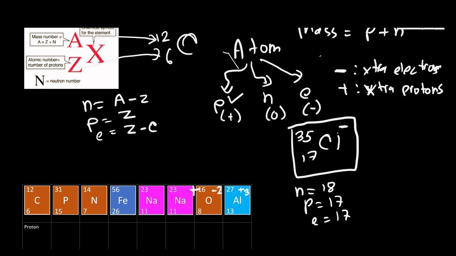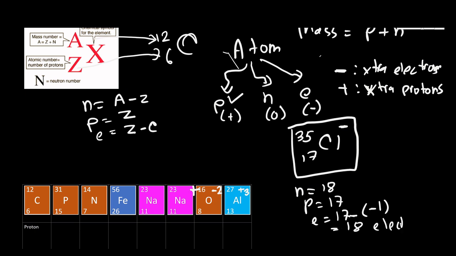So for this one, we should have more electrons. Using this equation here, we can say 17 minus, and we have to take into account the charge. It's minus 1, so this becomes 18 electrons.